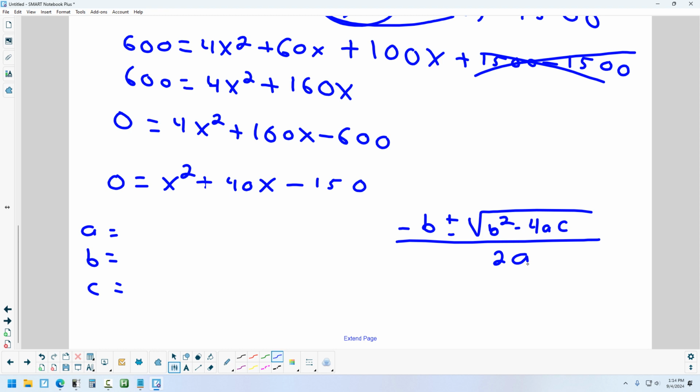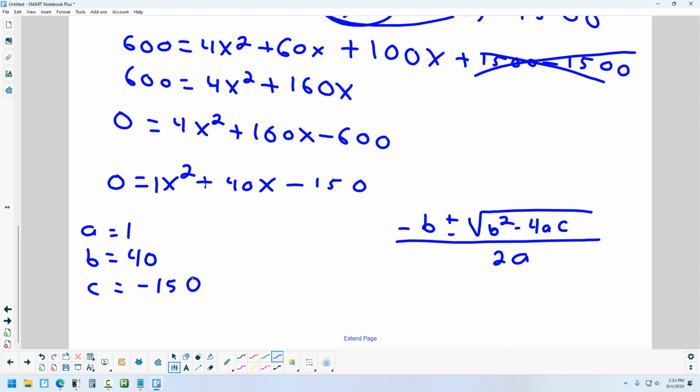Looking at this equation, does anybody know what number a is? It's either going to be the number in front of x squared, the number in front of x, or the negative 150. So it's 1. How about the b? 40. That's the number in front of the x. And the c? Negative 150.